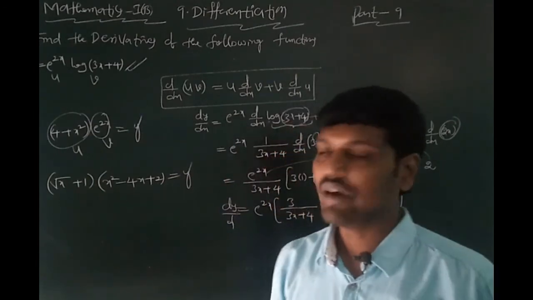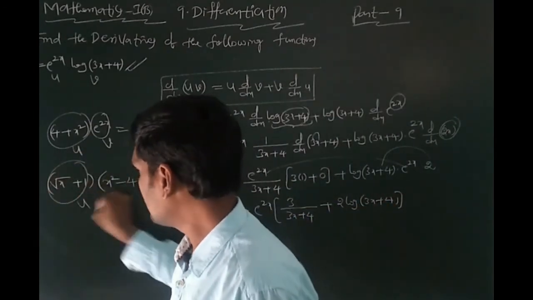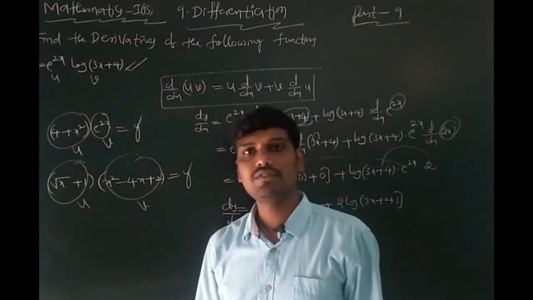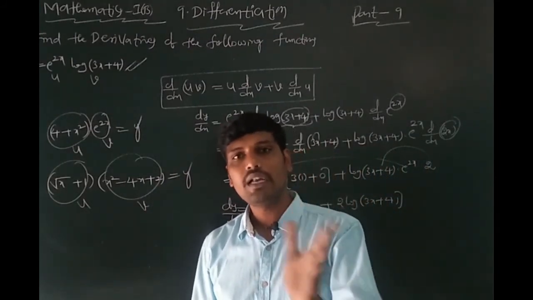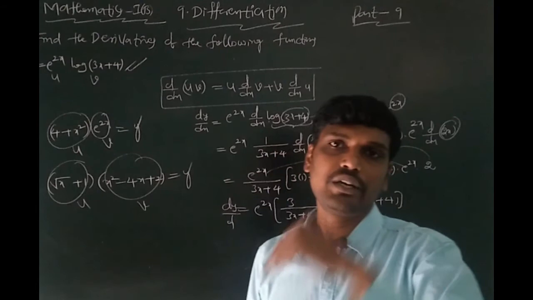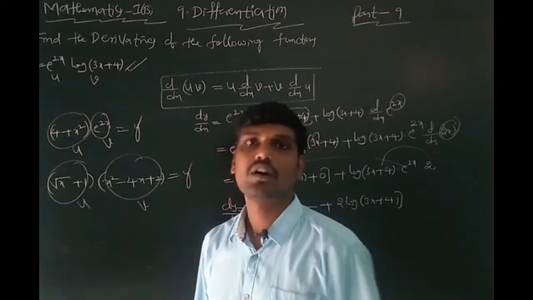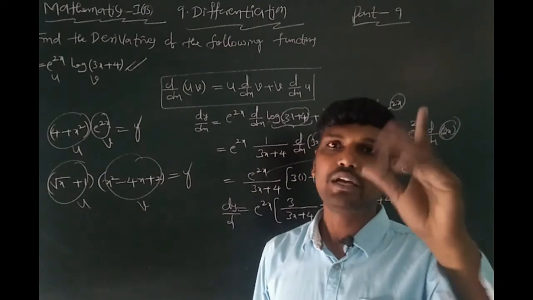You can write y. This is u, this is v. You can write uv formula. What is that formula uv? U into derivative of v plus v into derivative of u. Here square root of x is there. Square root of x derivative is 1 by 2 root x.